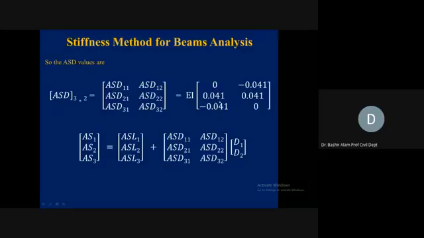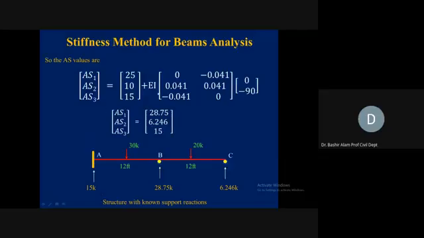I think it is coming 0.0417, and this is also minus 0.0417. The ASL matrix is complete, the ASD matrix is complete, D we already have, so you can find out these support reactions. So here we put these values, and these are now your support reactions. AS1, which was the vertical reaction at B, is now coming plus 28.75.